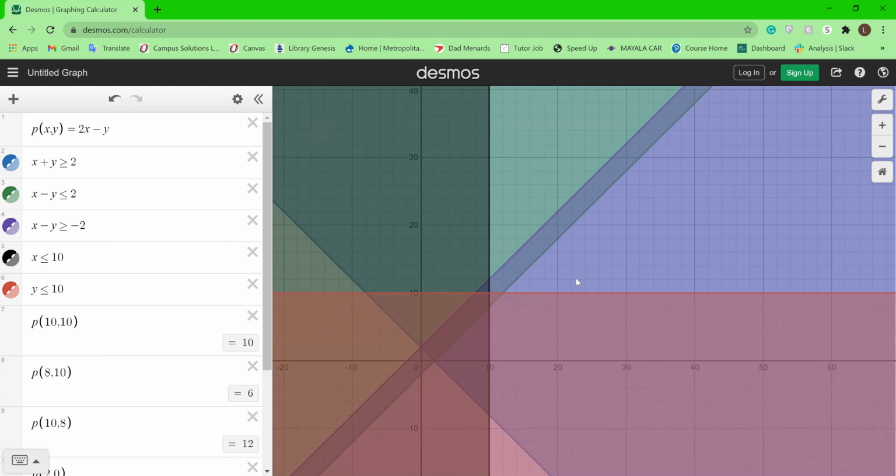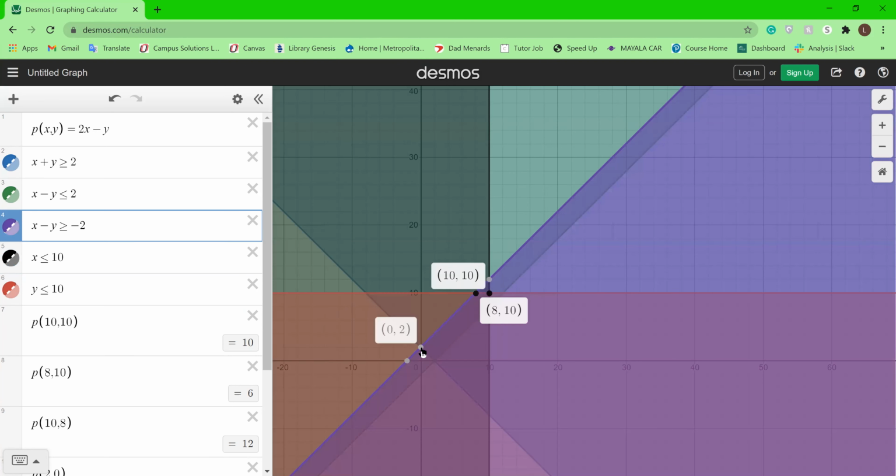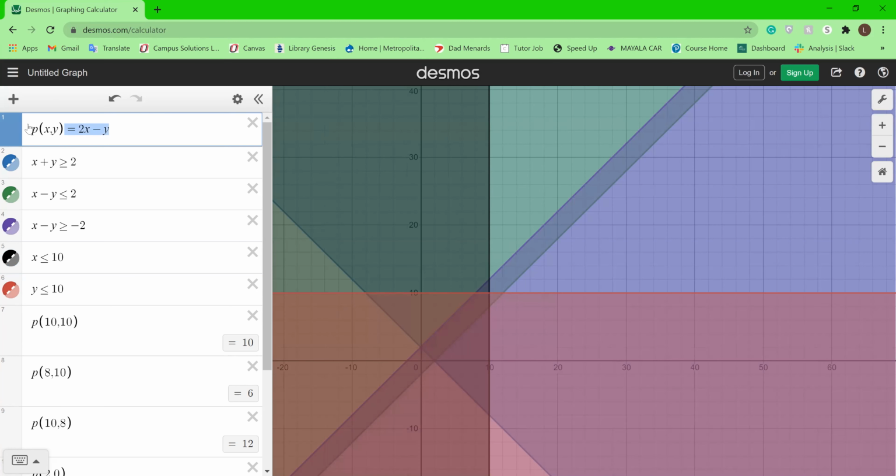And that's the first step: graphing it, then figuring out the corner points, and then plugging all those corner points into your objective function, which is this P of x, y, and figuring out which one gives you the greatest value and the smallest value.